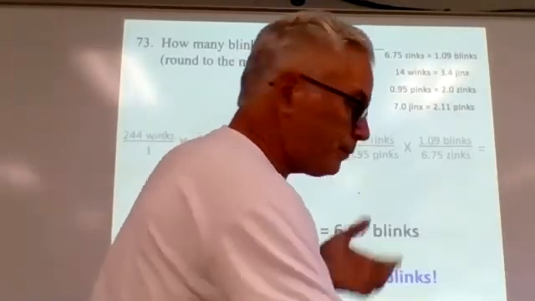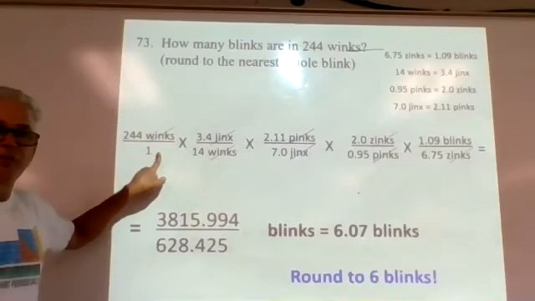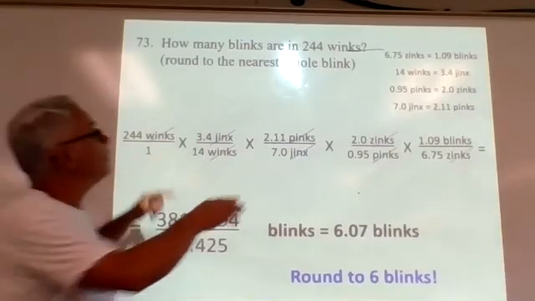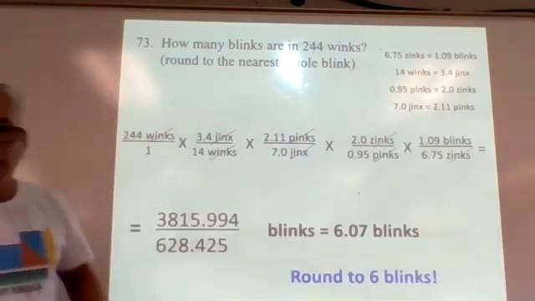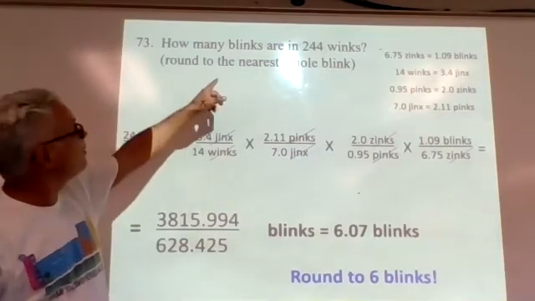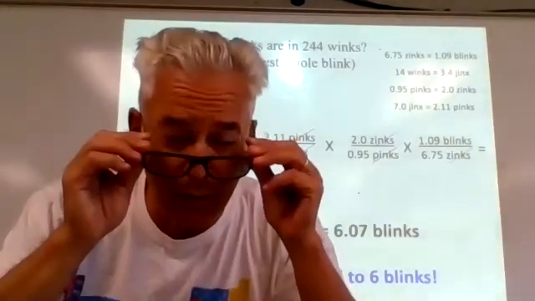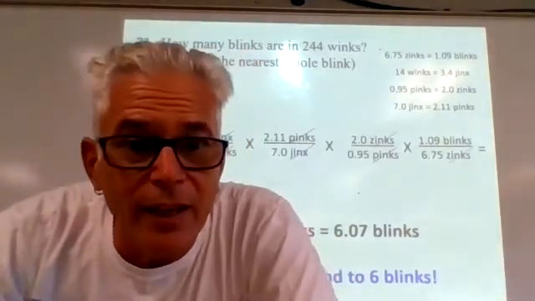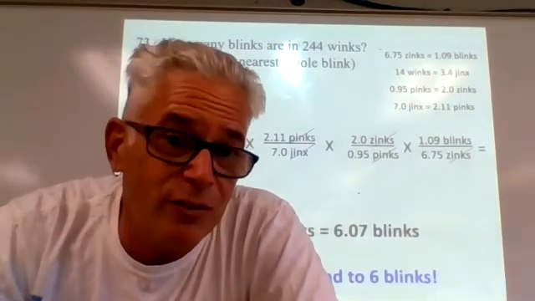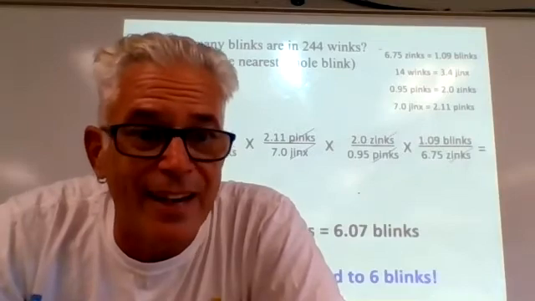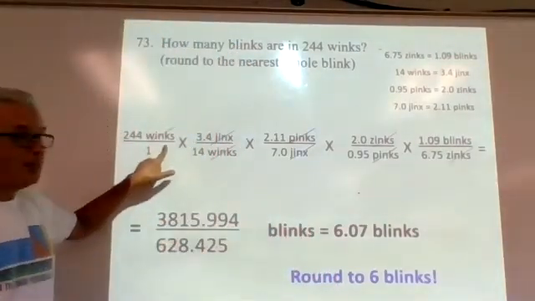Here we go. We're going to start out with 244 winks because that's how many we started with. We're going to convert it into blinks, and it says round to the nearest whole number of blinks. So we're not going to worry about significant figures. We'll get 3 significant figures, but then we'll round it to the nearest whole number of blinks. Got to get rid of winks.